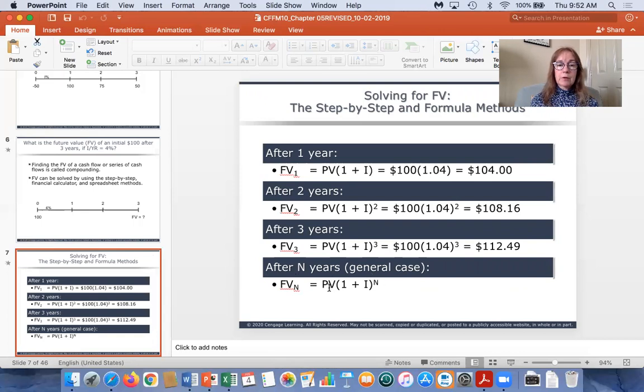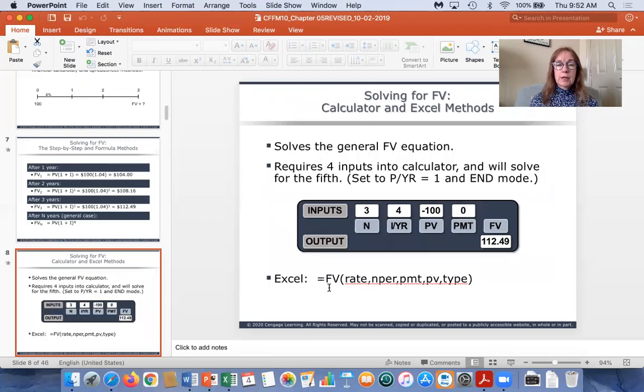times the present value. That gives you your future value. So let's look and see how you would put that in your calculator. Well, on the third row of your keys on your financial calculator, you're going to see these keys. These are the inputs. So we're going to put in 3. It doesn't matter what order you use.